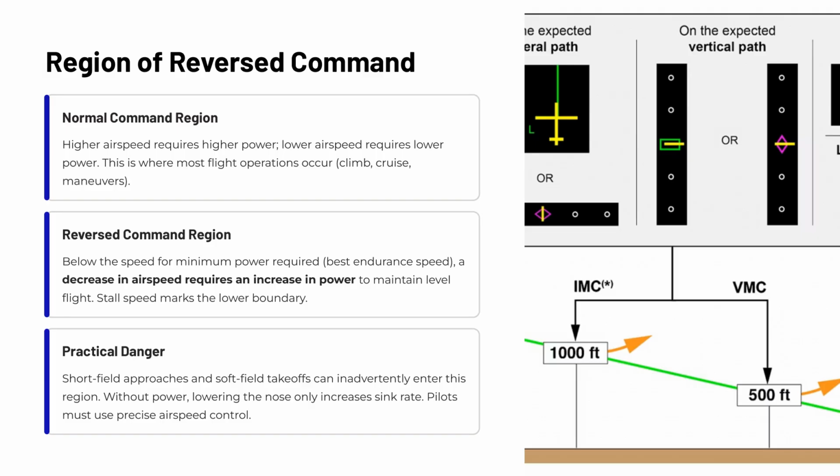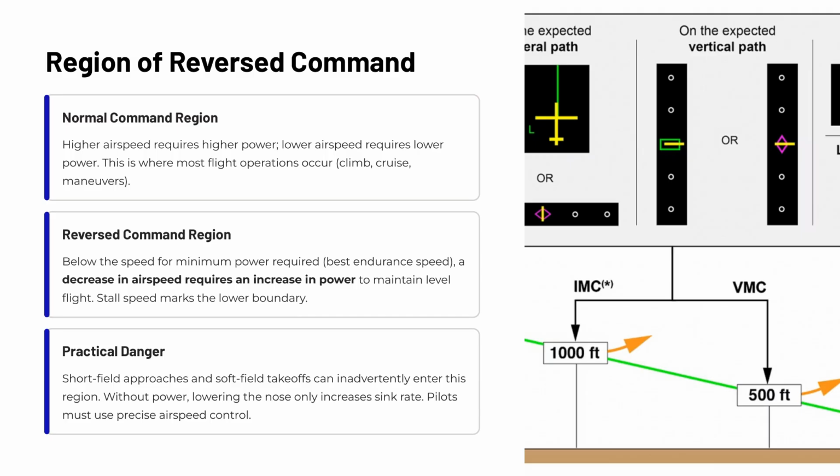However, below the speed for minimum power required, which corresponds to best endurance speed, that relationship reverses. In this region, as airspeed decreases, you actually need more power just to maintain level flight. This is what we call the region of reversed command, and the lower boundary of this region is stall speed.